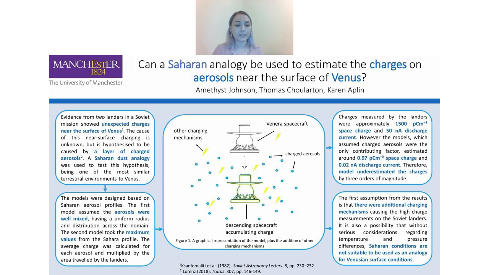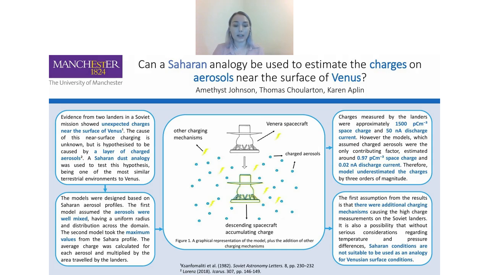So the model was mainly modeling a spacecraft descending through a lower, unstable atmosphere with particles which were uniform in size and distribution throughout the layer. And we calculated the charge on each of the aerosols and saw what the accumulated charge would be on the spacecraft to see if it aligned with the measurements. So my results found a charge of 3 orders of magnitude lower than what was actually measured. That comes from the space charge and the discharge current as well.